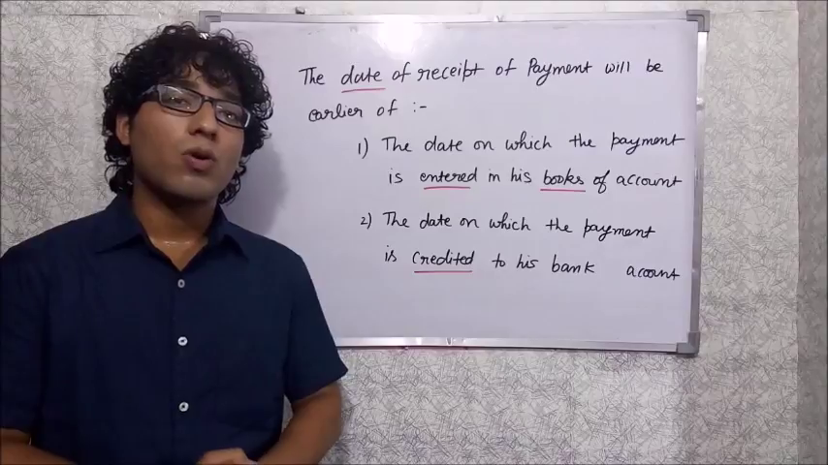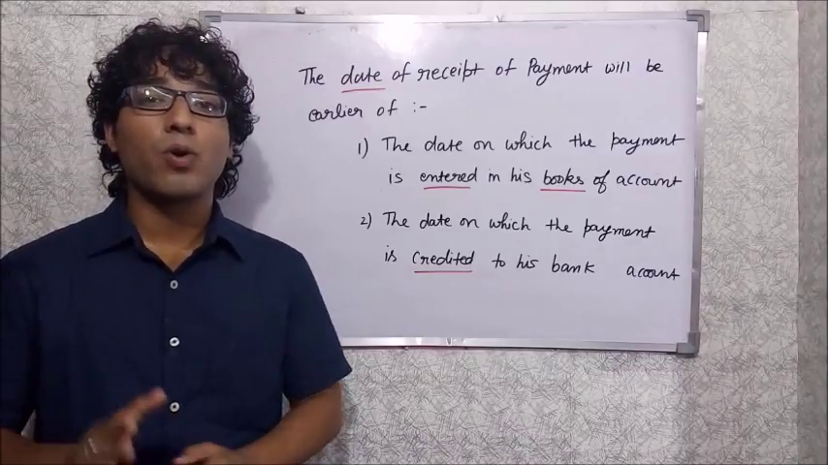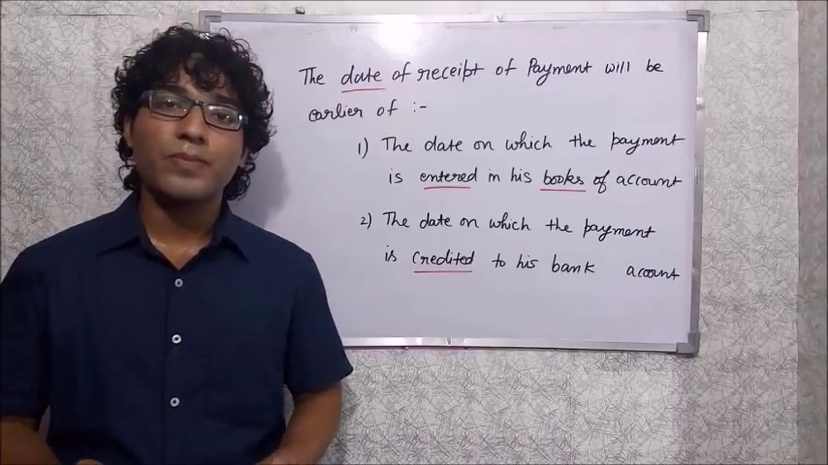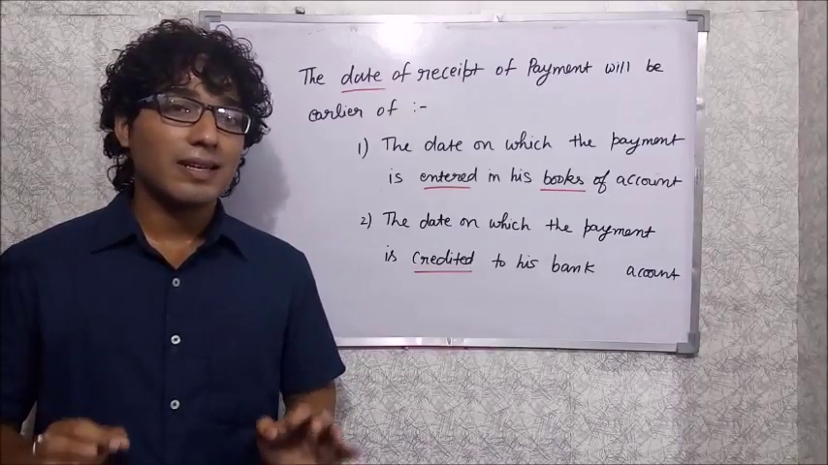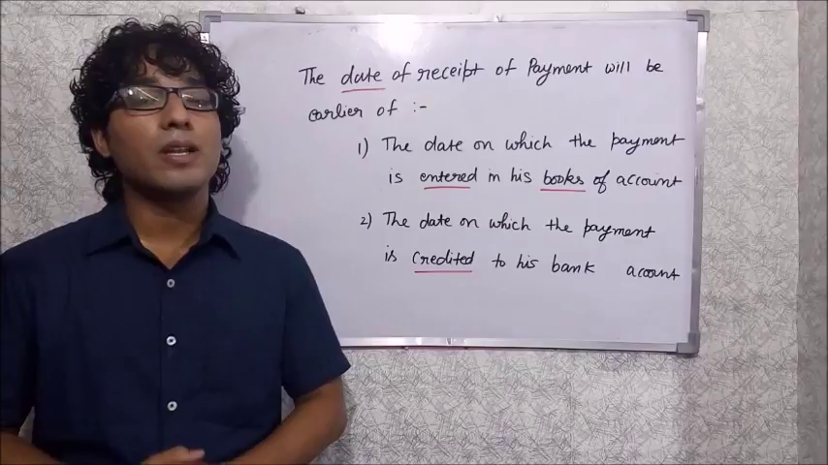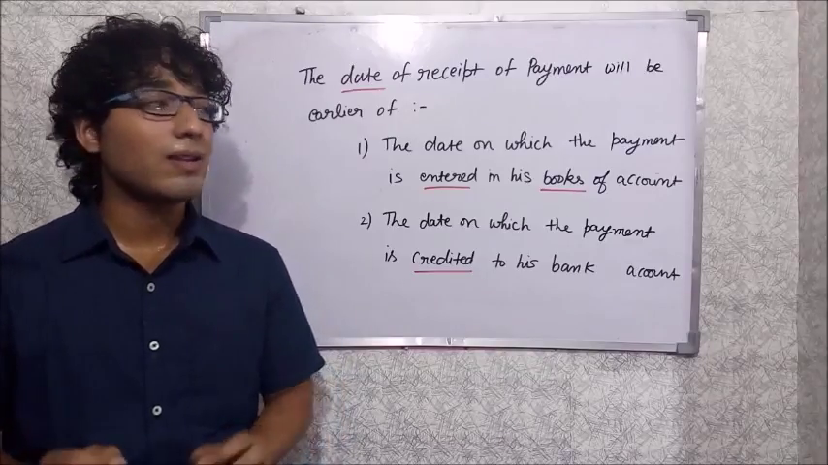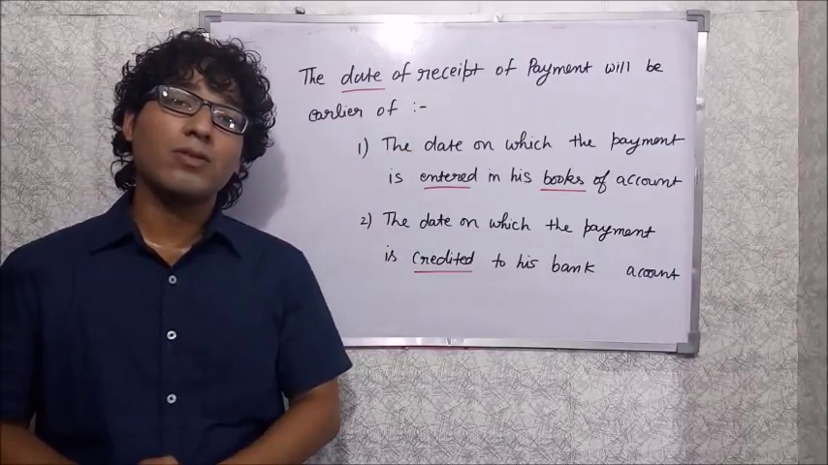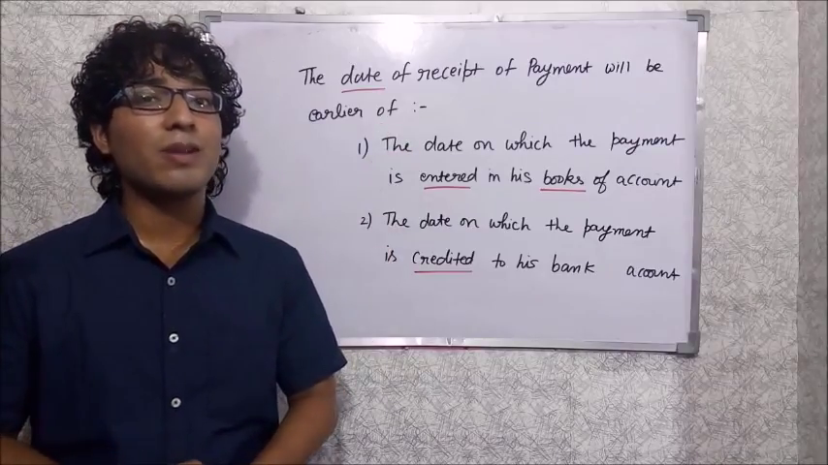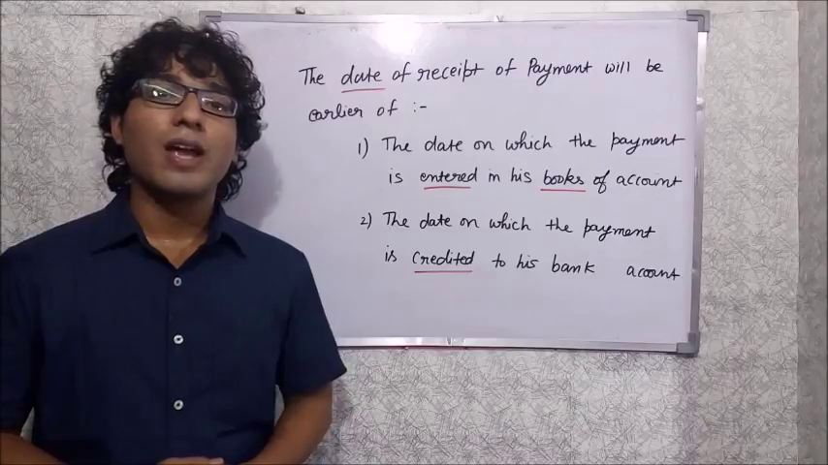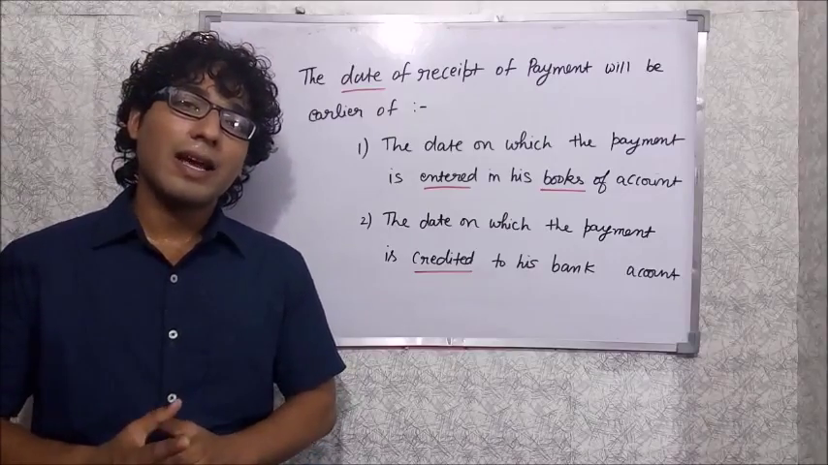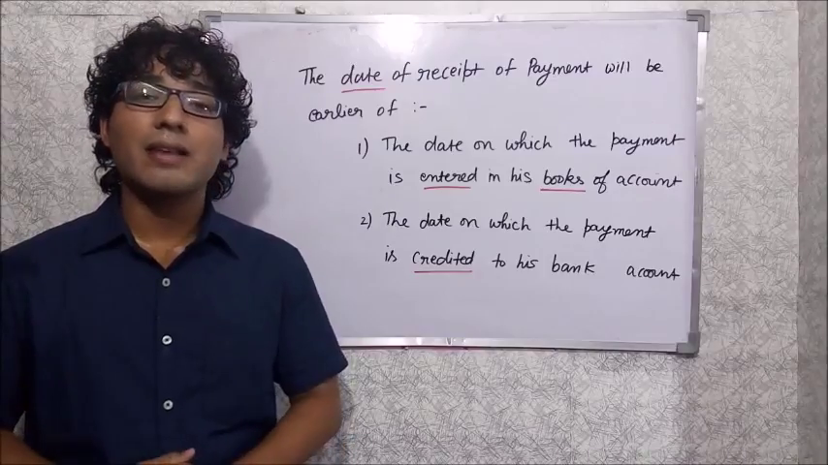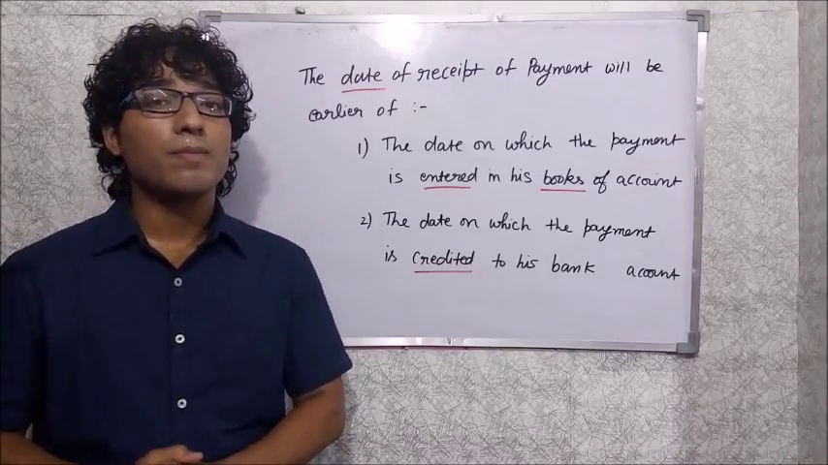And the date of receipt of payment by the supplier of goods and the date of receipt of payment by the supplier of services is the same, and the explanation is that the date of receipt of payment by the supplier will be the earlier of the two events. So we have to look at the events first, and whichever event is earlier will be considered as the date of receipt of payment by the supplier.